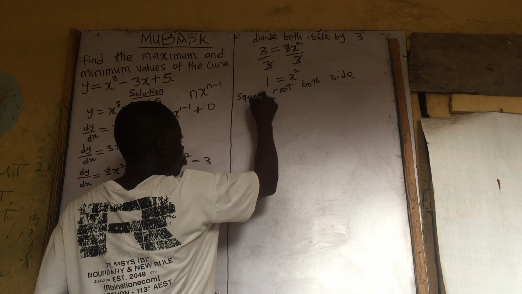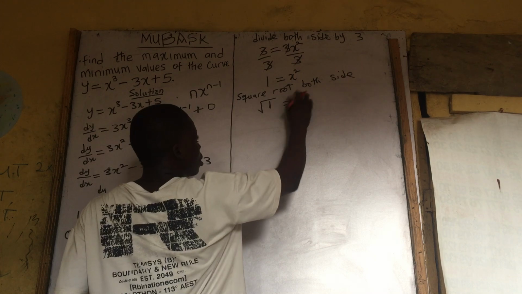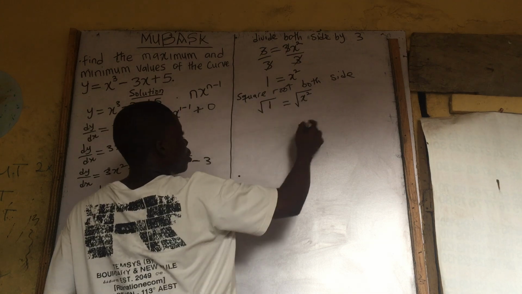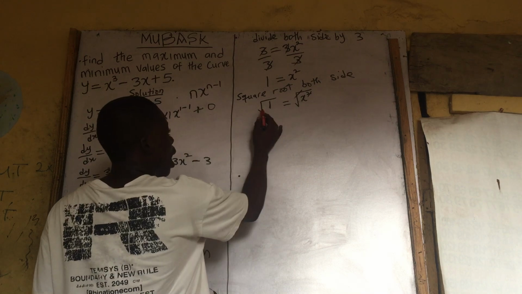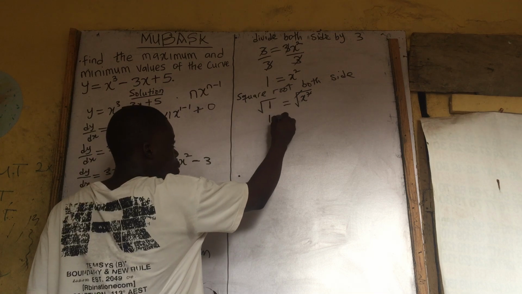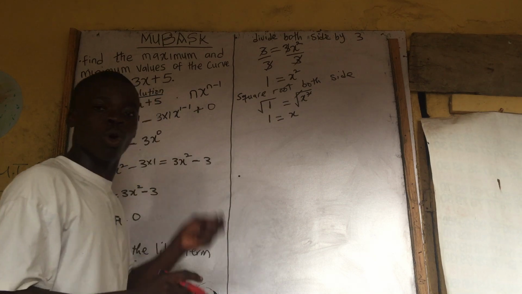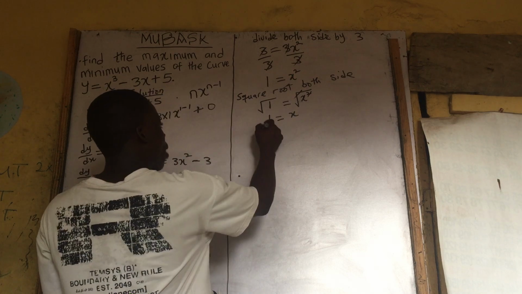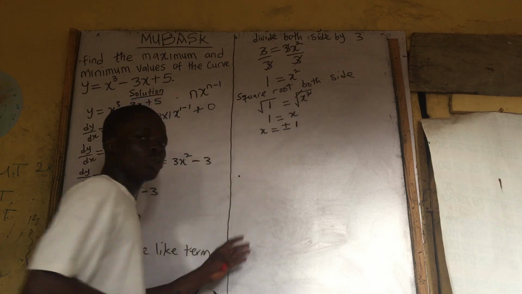The square root of s squared is x, since the square and the square root cancel, remaining x. And the square root of 1 is also 1. So x equals 1. But don't forget, we are looking for the maximum and the minimum. So in this case, our x equals plus or minus 1.